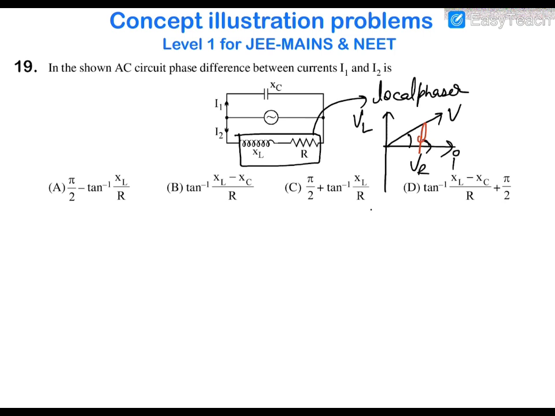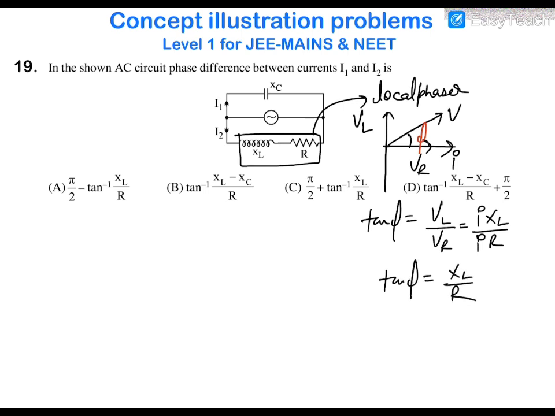So tan phi will be equal to VL by VR. VL is IXL, VR is IR. So tan phi will be equal to XL by R. This is tan phi. Okay, and we can see that the resultant voltage is ahead of the current I2 by a phase of phi.